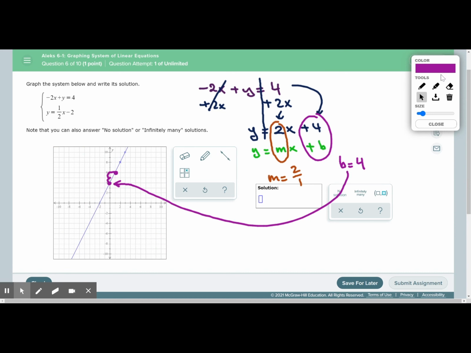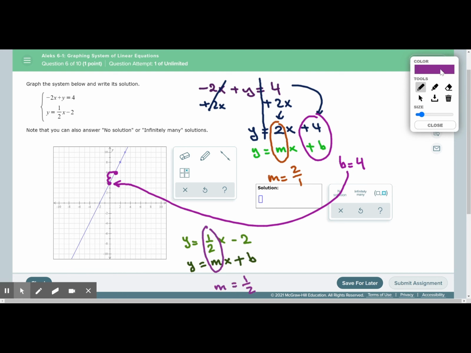Now we're going to graph the second line. Y equal to 1/2 x minus 2. Do not let 1/2 freak you out. We want a fraction. Y equal to mx plus b. So that will let you know that m is 1/2, to do rise over run. And your b is -2. Make sure you take the negative sign with it. B is -2, so you're beginning at -2.